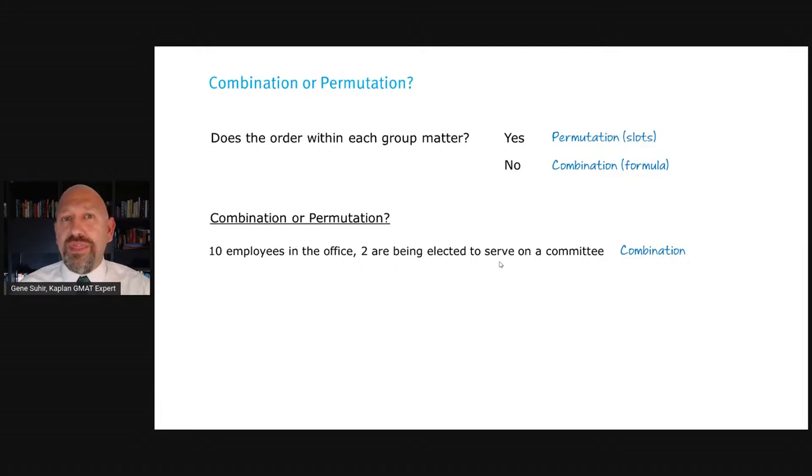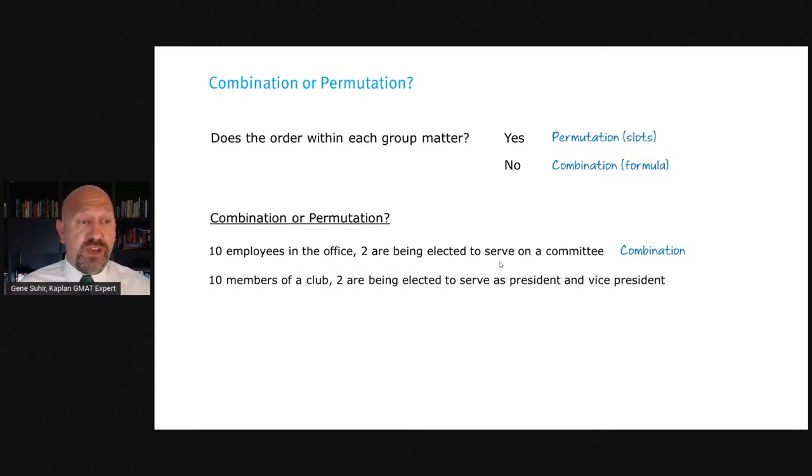Now, let's change one thing. What if we're still going to hold an election and we're still going to have 10 people available to pick from, let's say 10 members of a club, and we're still going to elect two, but this time, instead of it being a committee, we're going to elect a president and vice president. Now, again, let's give names, change the order, see if it makes a different outcome. If we had President Nazmul, Vice President Ashley, as opposed to President Ashley, Vice President Nazmul, it's not the same outcome. Those are different outcomes. So this would then be a permutation. Then we would use the slots. 10 options for the first slot, 9 options for the second, and then we'd multiply them.